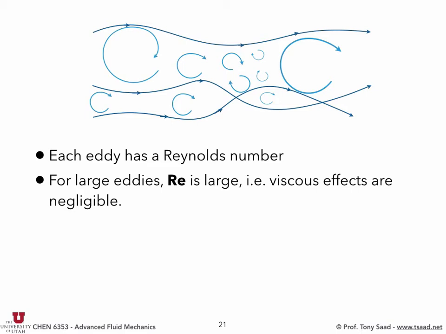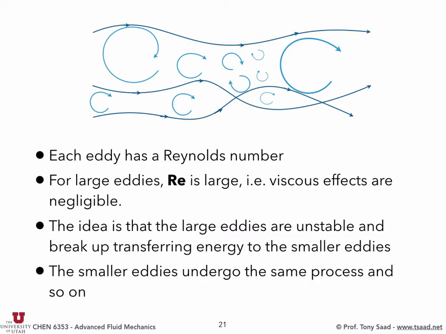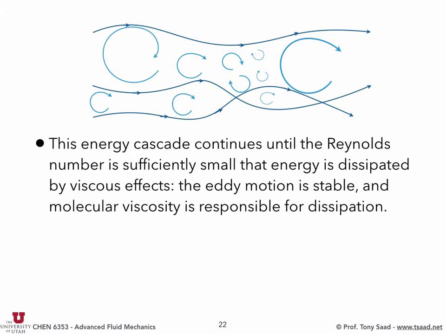Okay. And the idea is that large eddies are unstable and break up, transferring energy to smaller eddies. The smaller eddies undergo the same process, and so on. And this energy cascade continues until the Reynolds number is sufficiently small that energy is just dissipated by viscous effects, that the eddy motion is stable, and molecular viscosity is responsible for dissipation. Really, it all goes into heat.